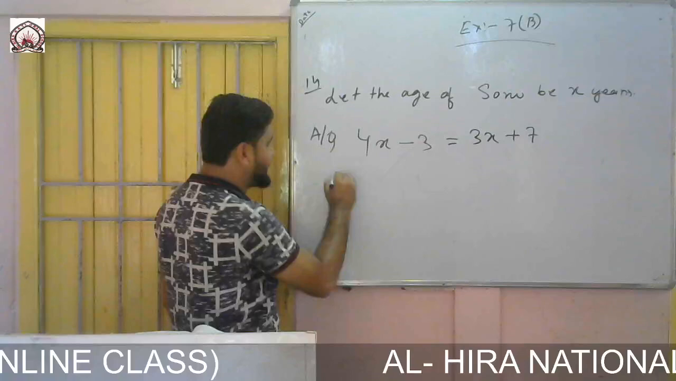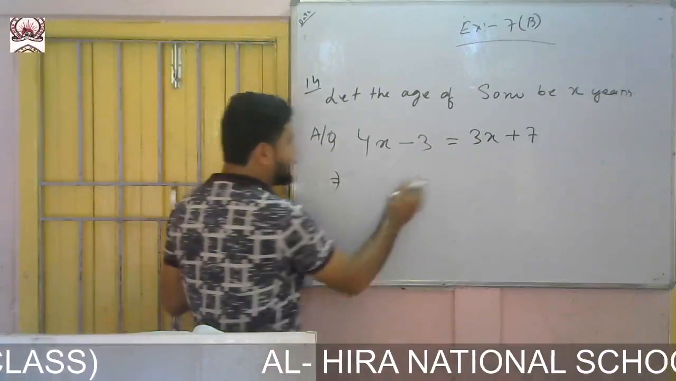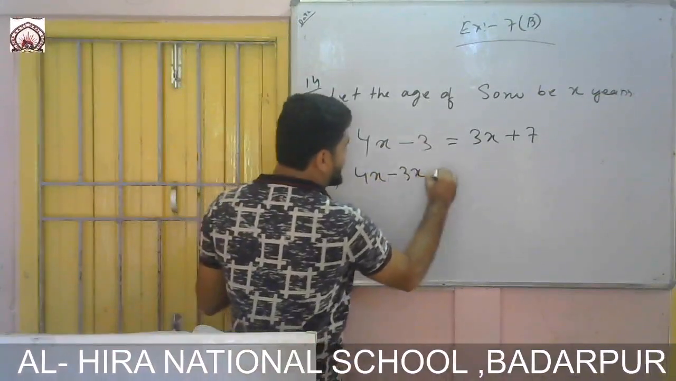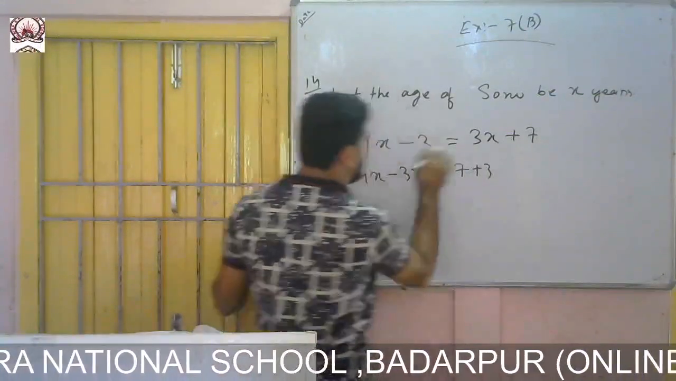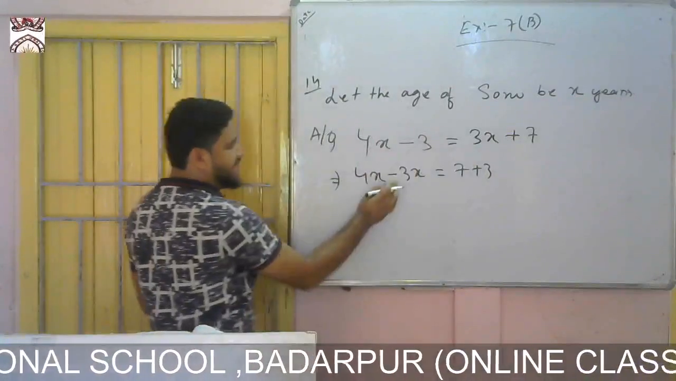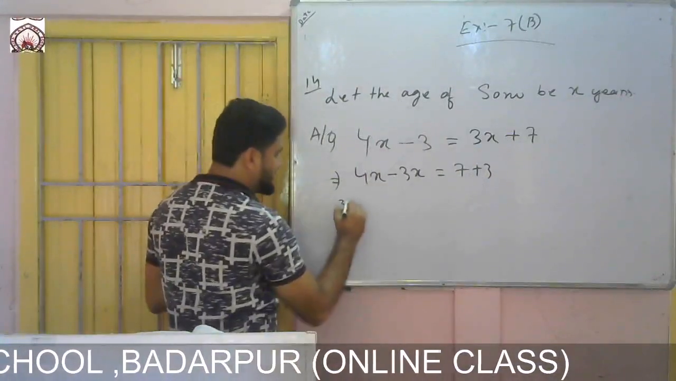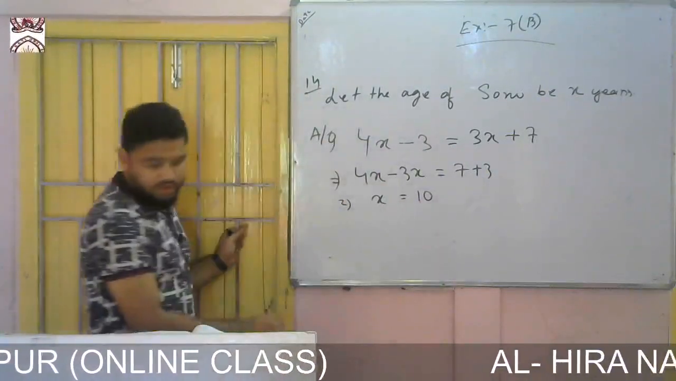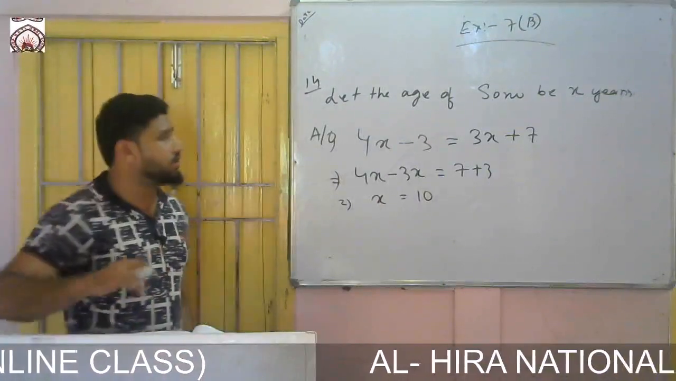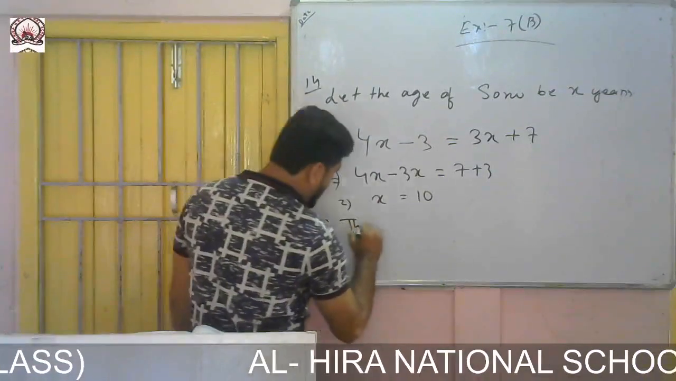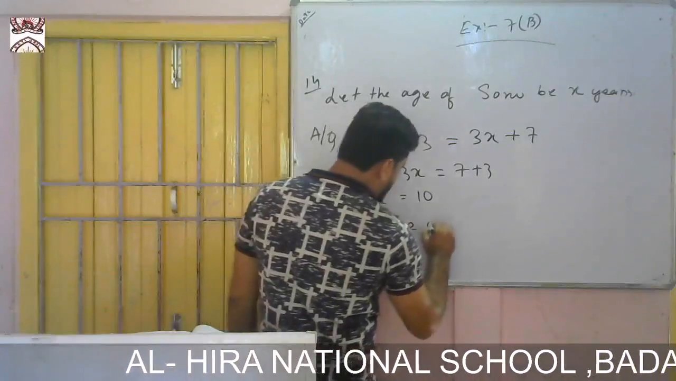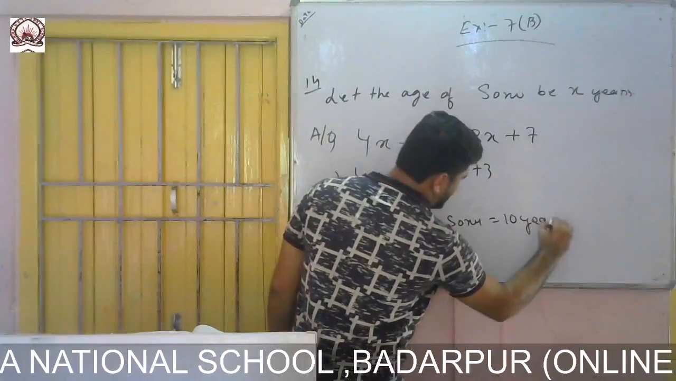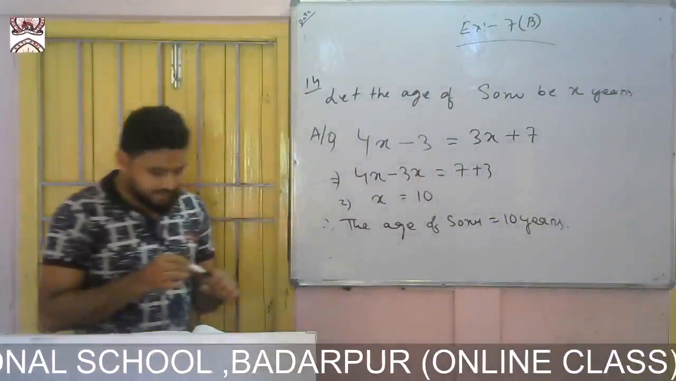Now we can find it from this equation. You can find x, and the x will be the required age of Sonu. So 4x minus 3x equals 7 plus 3 by the transposition method. This plus 3 I have taken as minus 3, this minus 3 goes as plus 3. So 4x minus 3x is x, 7 plus 3 is 10. So the required age of Sonu is 10. Therefore the age of Sonu equals 10 years.